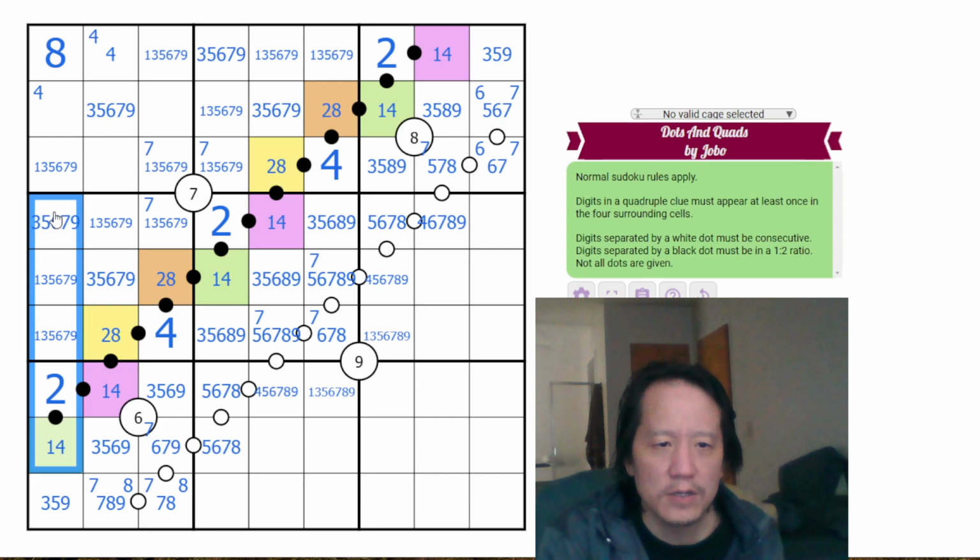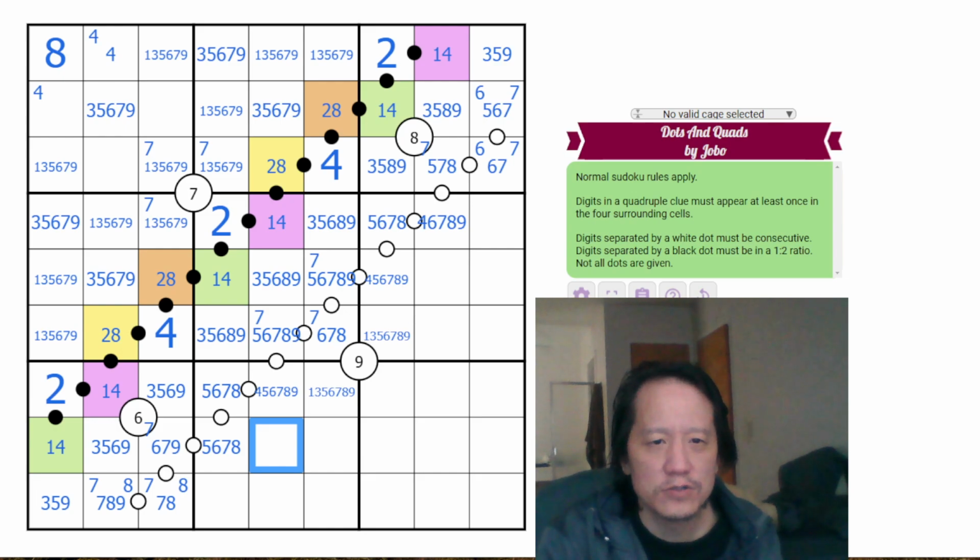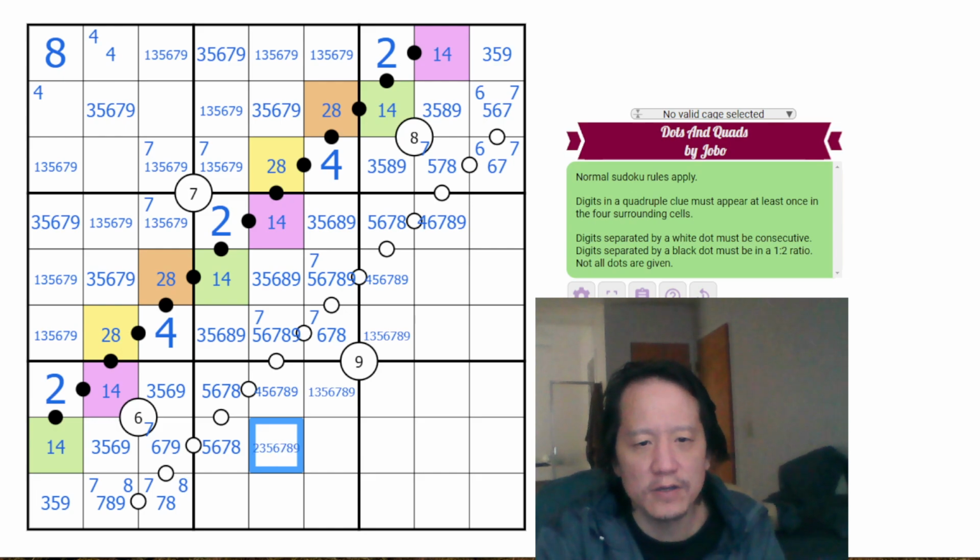So pink, green cannot go with pink, but that's just here and here. This sees pink and green, so this can't be 1 or 4. So it could be 2, 3, 5, 6, 7, 8, and 9.